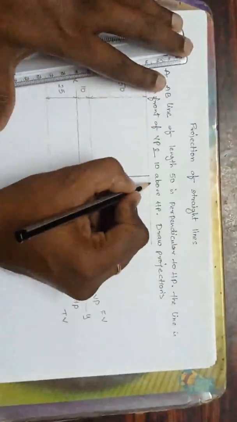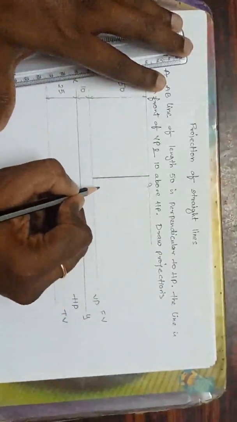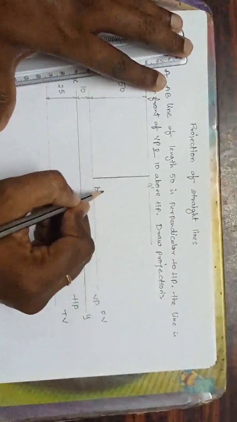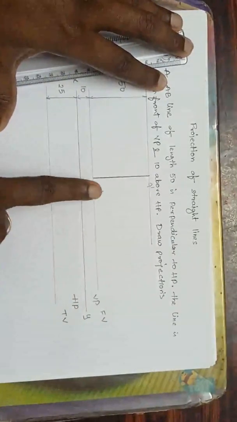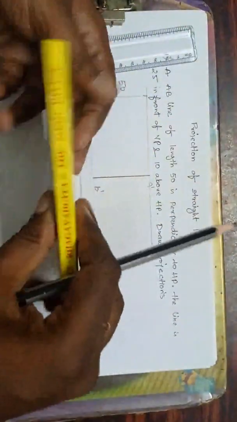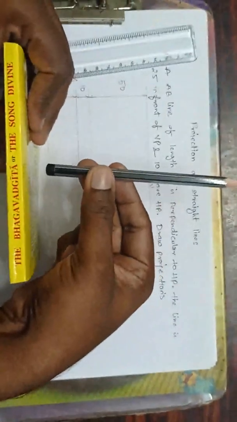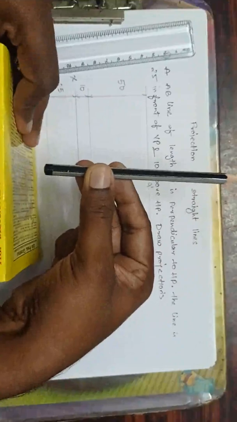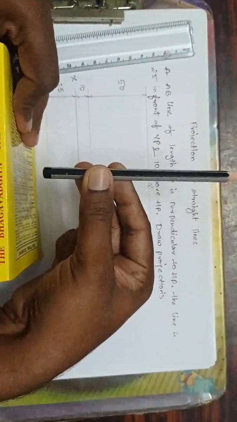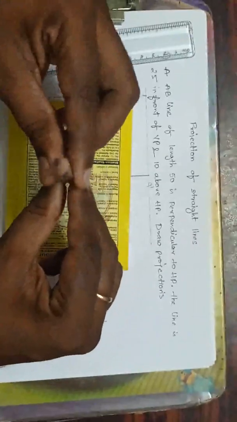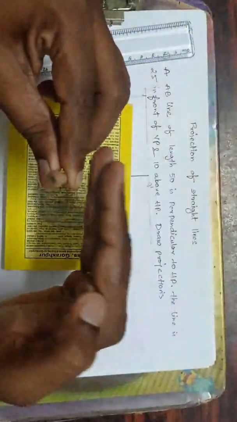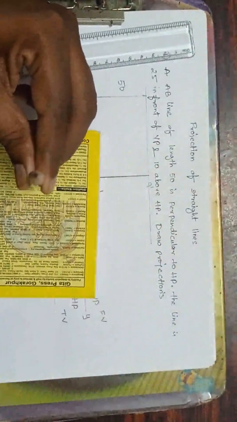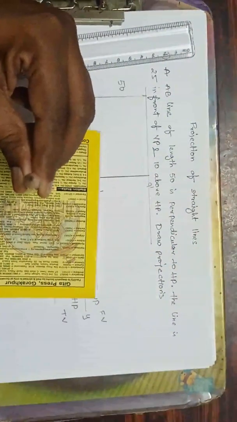This is AB, so I will mention A and B. Because it is front view, I will put dash: A dash, B dash. Done. So I can see a complete line from the front view. This is the gap, how much? 10, and the line AB is perpendicular to HP. Now see from top view what I can see. From the VP the gap is 25, but I can see only a point from the top because it is perpendicular to HP.